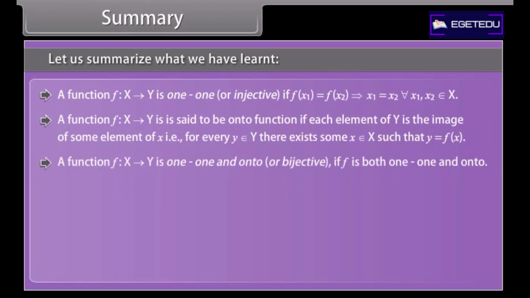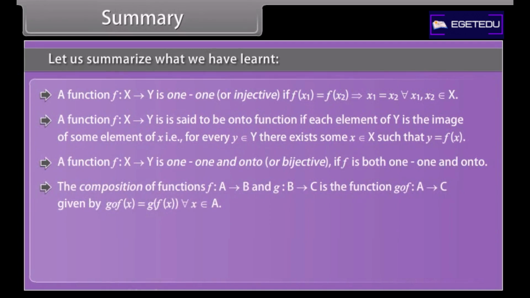A function f from X to Y is one-one and onto, or bijective, if f is both one-one and onto. The composition of functions f from A to B and g from B to C is the function g of f from A to C given by (g of f)(x) equals g of f(x) for each x belongs to A.